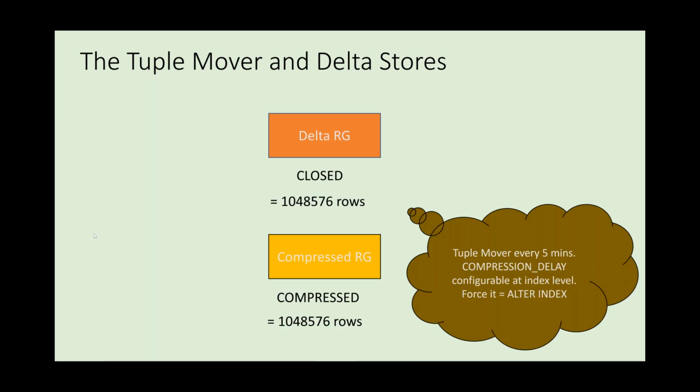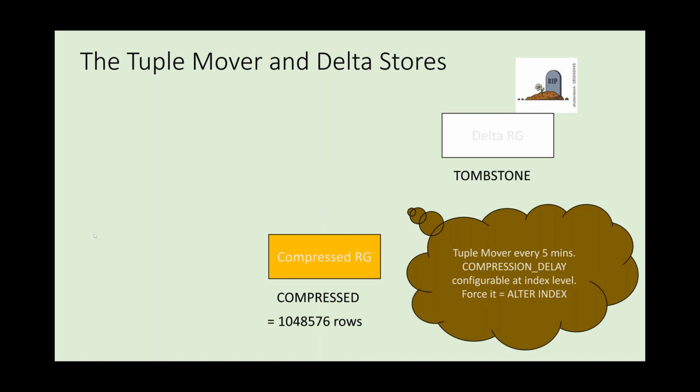So this is how Bob Ward explained it in the summit session. Quick reminder, if the delta row group is less than the magic number, it will insert this into the delta row group. The moment it reaches exactly this number, it will close the delta row group, and it will compress it. If you delete, it will eventually remove it.